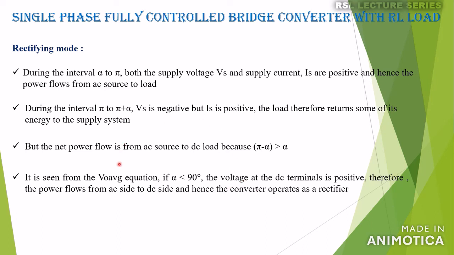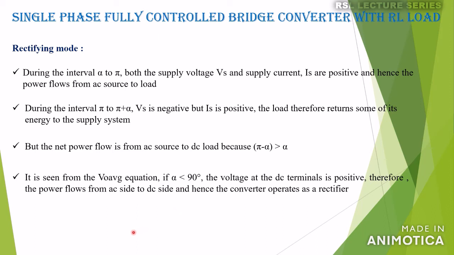If you see in the average voltage equation, if the alpha value is less than 90 degrees, the terminal voltage remains positive. We know that V naught average is equal to 2 Vm by pi cos alpha. So if we substitute a lesser value of alpha, then the DC terminal voltage will remain positive. Therefore the power flows from AC side to DC side and hence the converter operates as a rectifier. So in rectification mode, the power flows from source to load, and the important condition is that the firing angle should be lesser than 90 degrees.